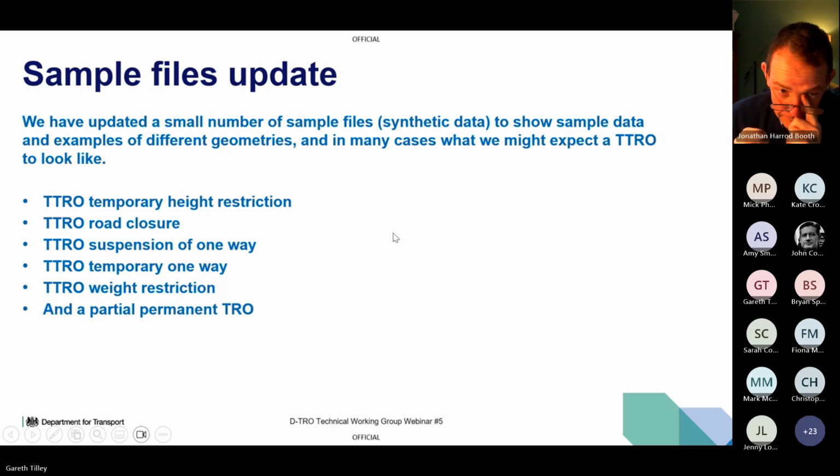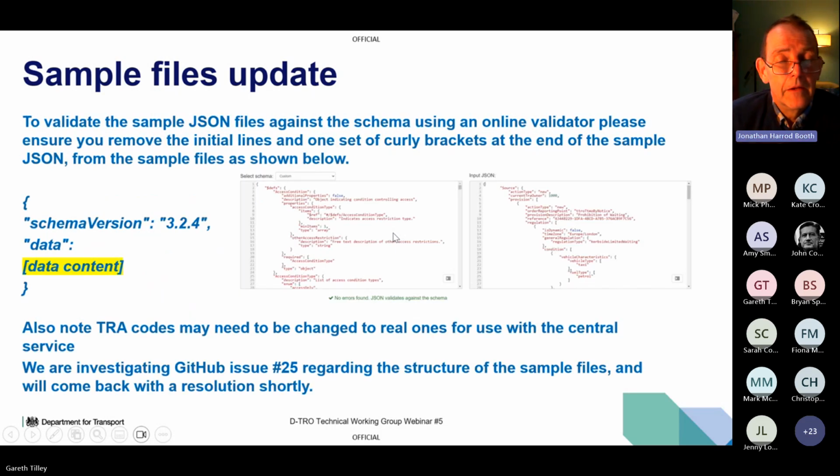Next slide, please. As was presented last time, if you want to use the sample files, feel free. If you want to validate them against the 324 schema, you can't just pick the two up and throw them into a validator. You do need to do a little bit of editing, because there's system-related content at the top of each of the files and the last bracket, and you need to strip those out, or else you'll get validation errors. But that's just to pre-warn what we did before.